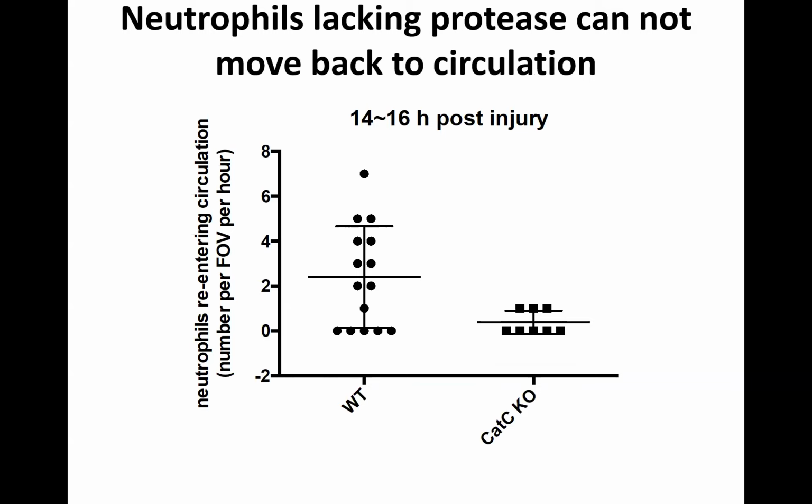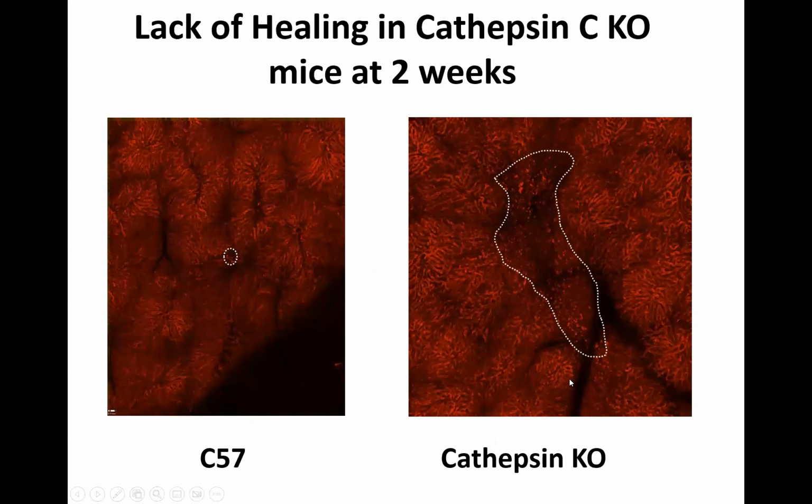Now, they need proteases, and Suzanne Norshark was the first to describe this. They need proteases like cathepsins to actually be able to get back out into the vasculature. And so when we used the cathepsin C knockout, which has a number of proteases that can't be activated, the cells couldn't leave. Now, what's important about that is that instead of healing, we still had a huge injury at 2 weeks. So the neutrophil not only has to get to the site, but it now has to leave that site.